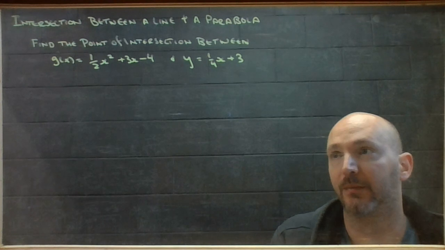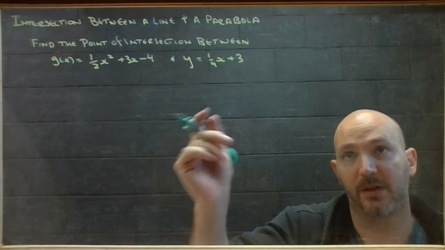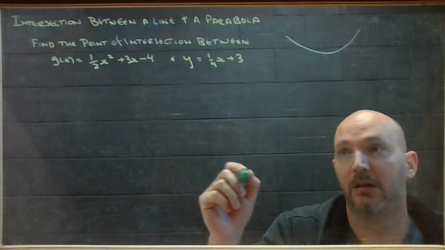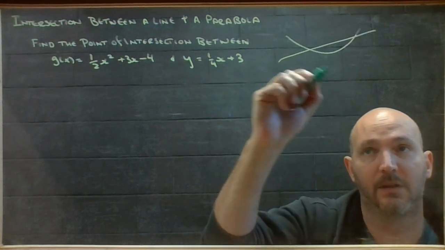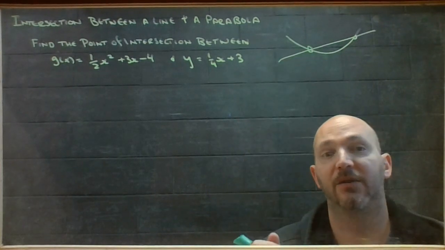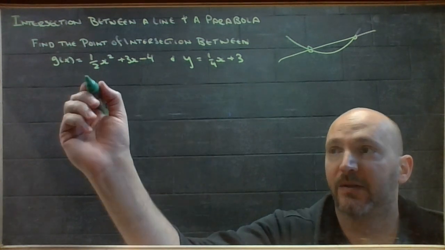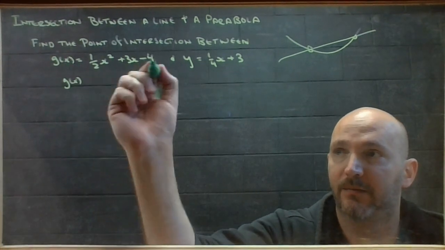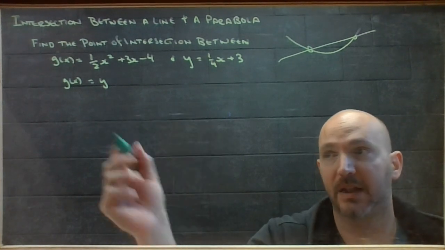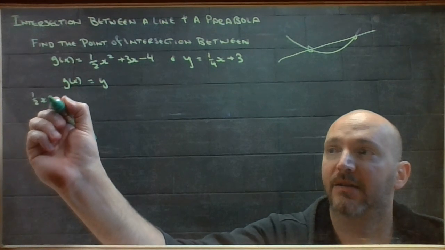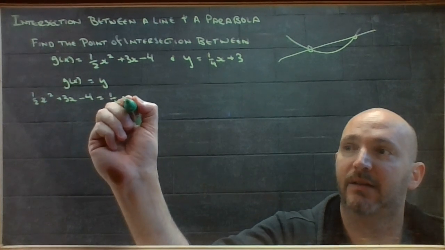Okay, so I have a parabola with the positive a value, so it's opening upwards. And I have a slope that's positive, so it's going to be slanted this way. So it's possible that it could intersect in two places. At a point of intersection, the function from this and the y value from that will return the same number, so I can just hook them together. So 1/2 x squared plus 3x minus 4 equals 1/4 x plus 3.